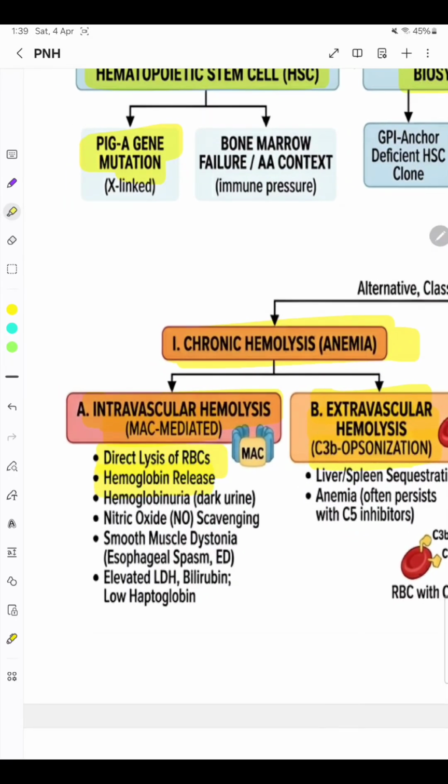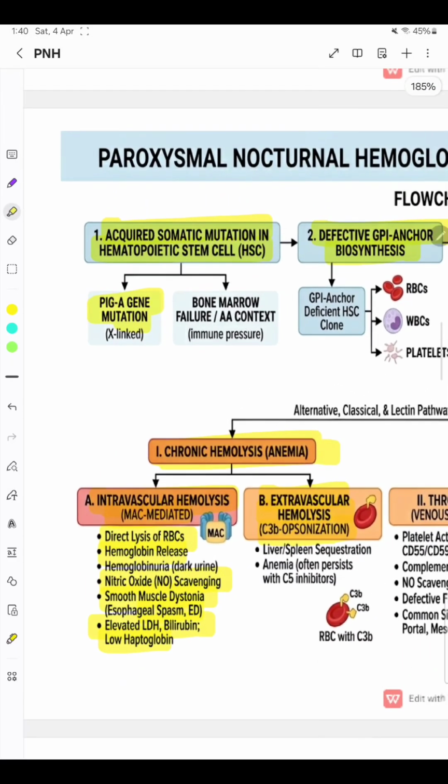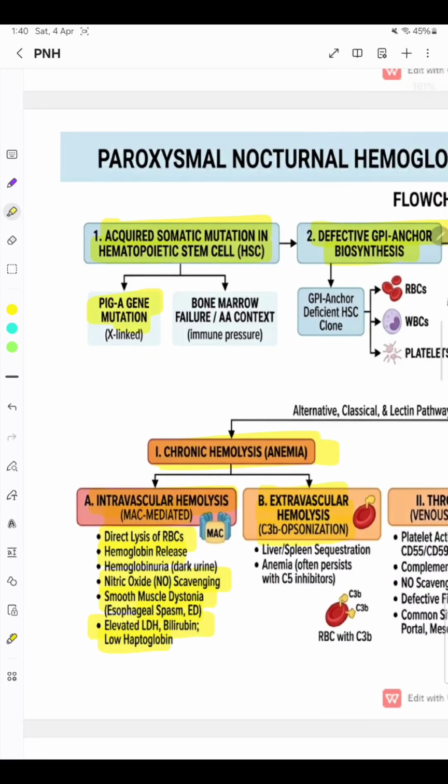So in intravascular hemolysis, there is direct lysis of the RBC due to activation of the MAC, and hemoglobin released into the bloodstream results in hemoglobinuria or hemosiderinuria. This free hemoglobin binds nitric oxide and ultimately results in decreased nitric oxide level. Due to low nitric oxide level, there will be smooth muscle dystonia in the form of esophageal spasm and erectile dysfunction, and elevated levels of LDH and bilirubin, and low haptoglobin are also seen in intravascular hemolysis.